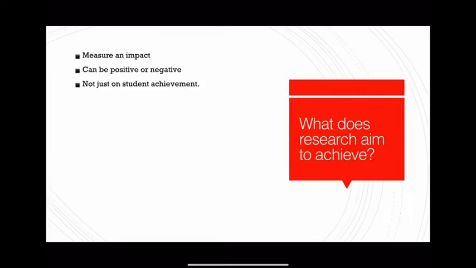So what does research aim to achieve? Well, first of all, you need to measure the impact of what it is you are doing. This can be both positive and negative. And what I mean is it's not that we're aiming for it to be negative, but as mentioned in last week's session around the module in general, it might be that you try something that doesn't work.